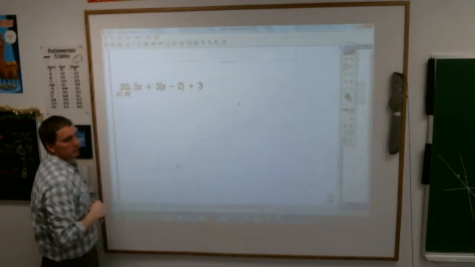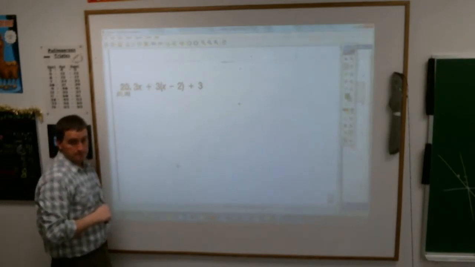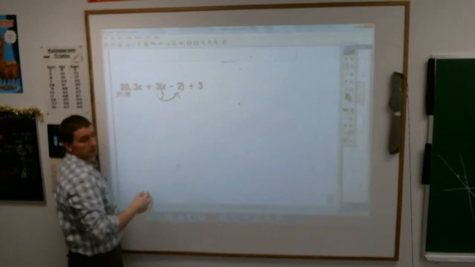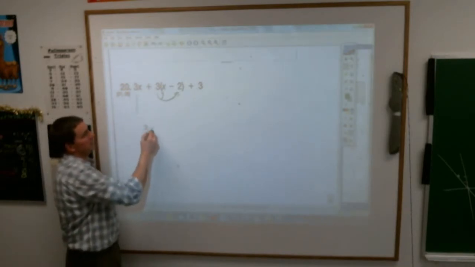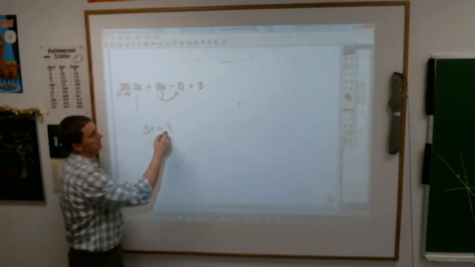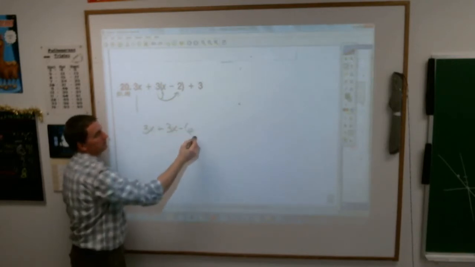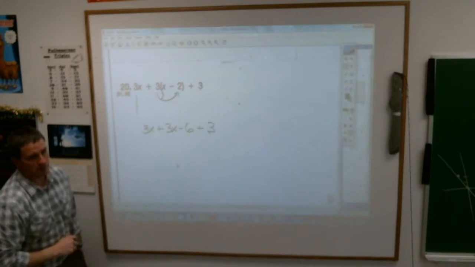What would be the first thing you do on number 20? You do distributive property. Did you do that? Yeah. What'd you get? You get this 3x here plus 3x plus 3x minus 3 times 2 is not 9, it's 6. Plus 3. Then you just combine like terms.